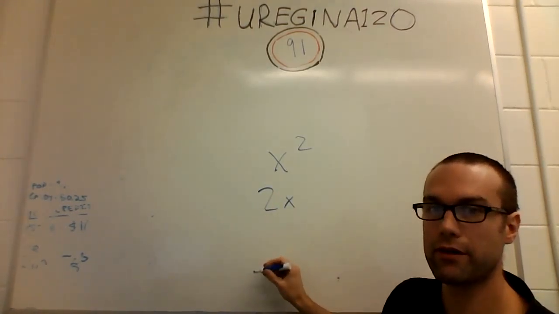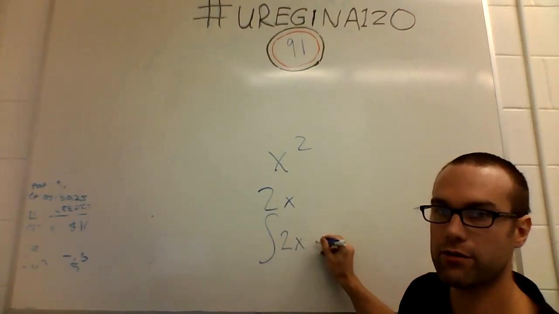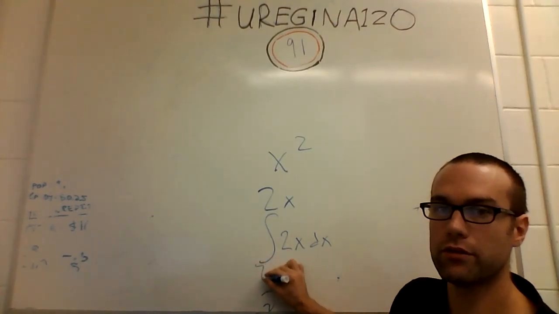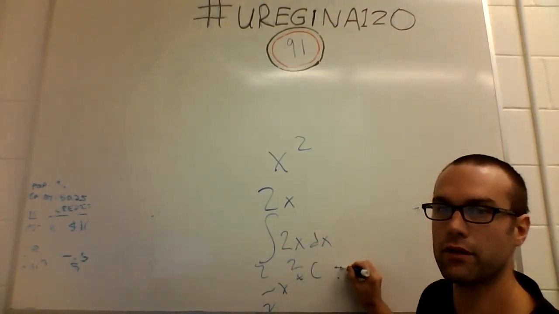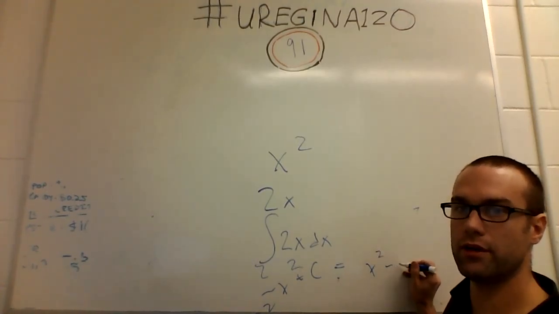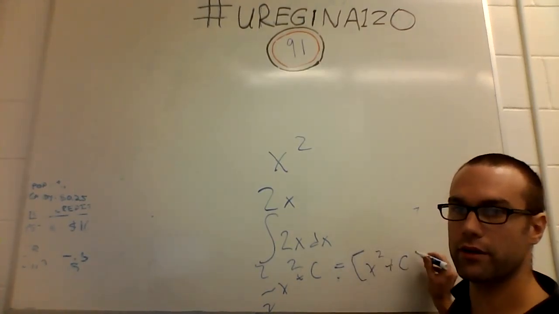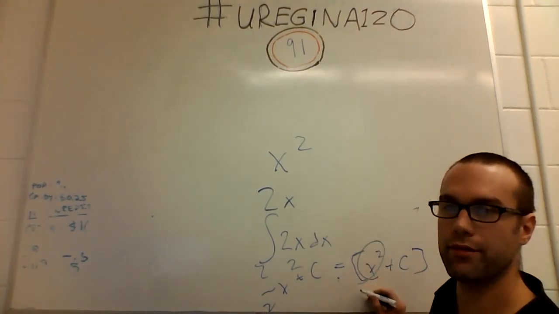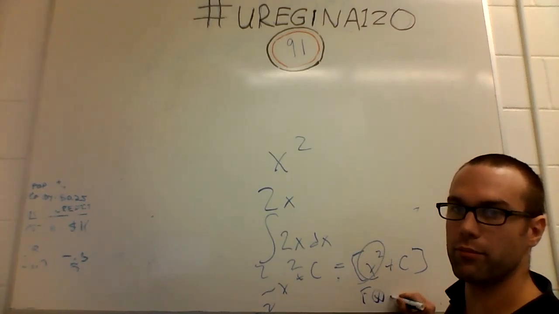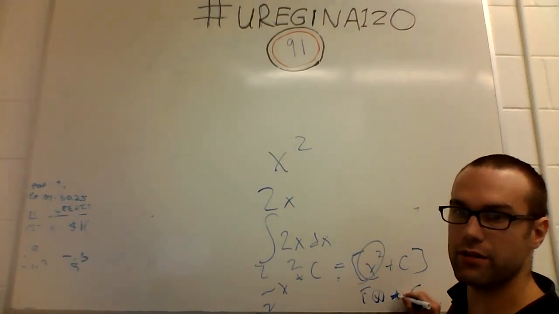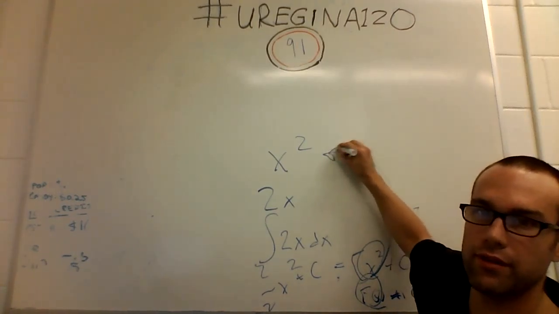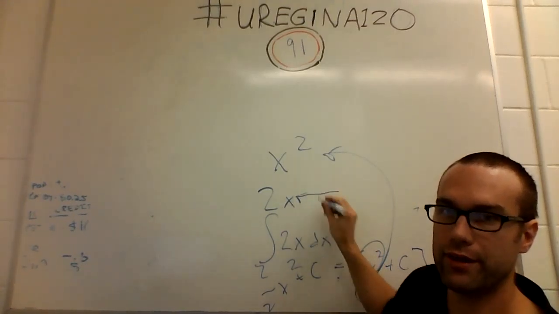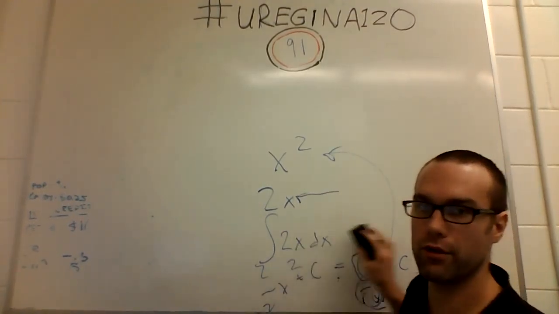Why is 2x the derivative of x squared? Because if we take the integral of 2x dx, we get 2x squared over 2 plus c, which is x squared plus c. This right here is our original thing. If this was a definite integral, remember this is the antiderivative plus c, and it's the antiderivative that we're interested in. That is why the derivative is 2x. Of course, you wouldn't know that it's 2x without doing this integral, but that's okay.